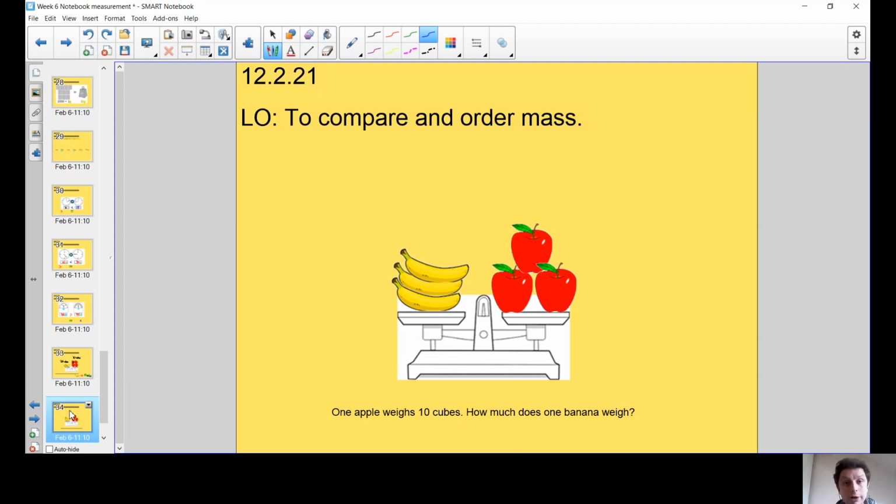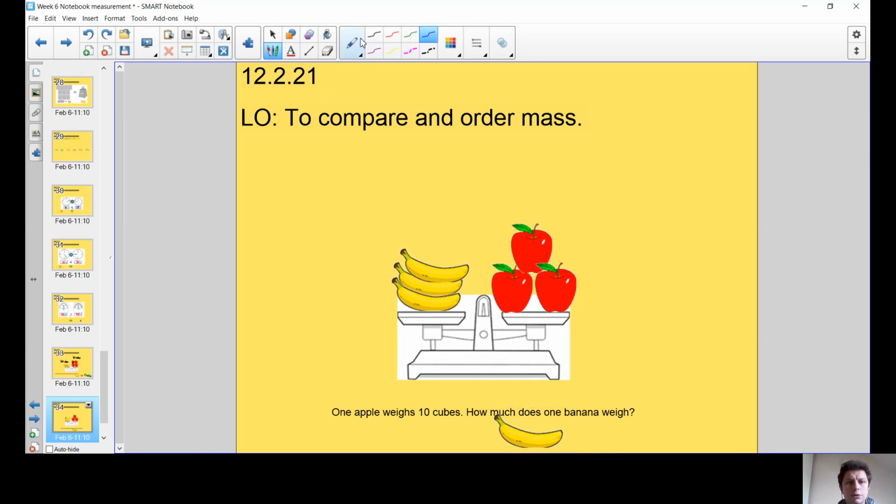And one more then to do here. Once again, if you want to have a go by yourself independently first, pause the video and have a go, or you can listen to me explain it straight away. 1 apple weighs 10 cubes. How much does 1 banana weigh? So once again, we want to know the weight of 1 banana, just 1 banana.